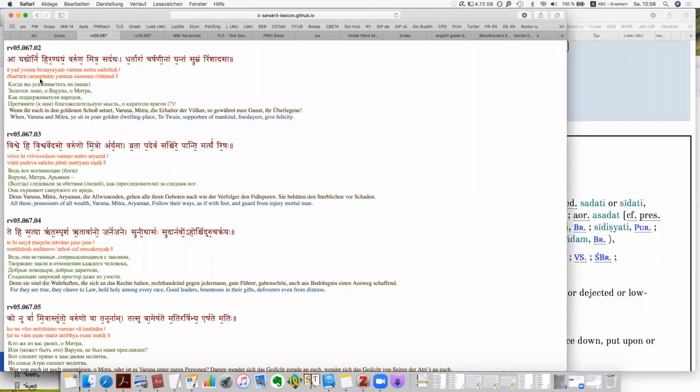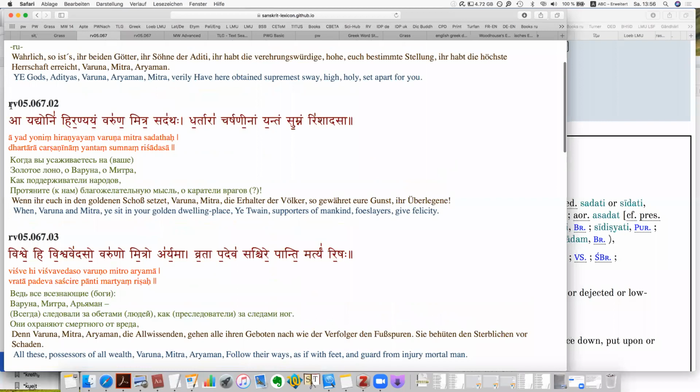It is in this verse, right? 5:76, 2. So this is the verse. Ayat yonim hiranyayam varuna mitra sadatach dartara charshaninam yantam sumnam rishadasa. Okay, so this is a Rigveda verse, and then let's check the translation, or the meaning. You can see the English translation is not correct. So let's translate one by one.